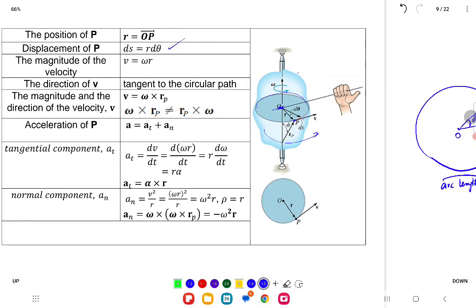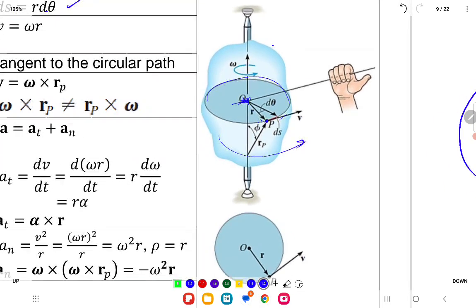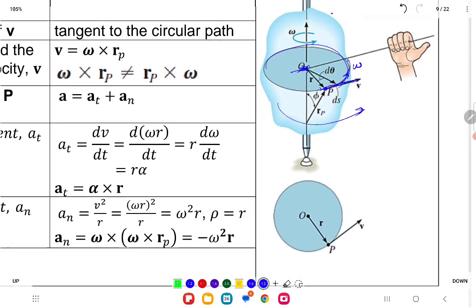About the velocity of the particle, which is tangent to the path of the motion, or the circle, it's moving along the circle. If you want to find the velocity of this point, you draw the tangent to it. So this velocity is equal to the angular velocity times the radius.